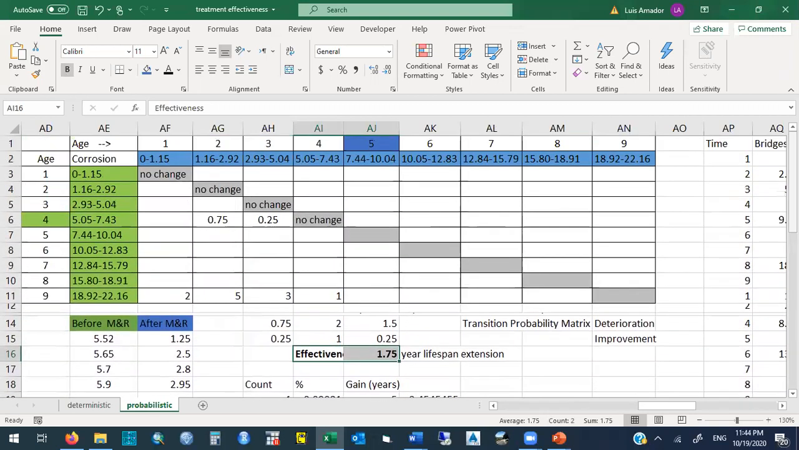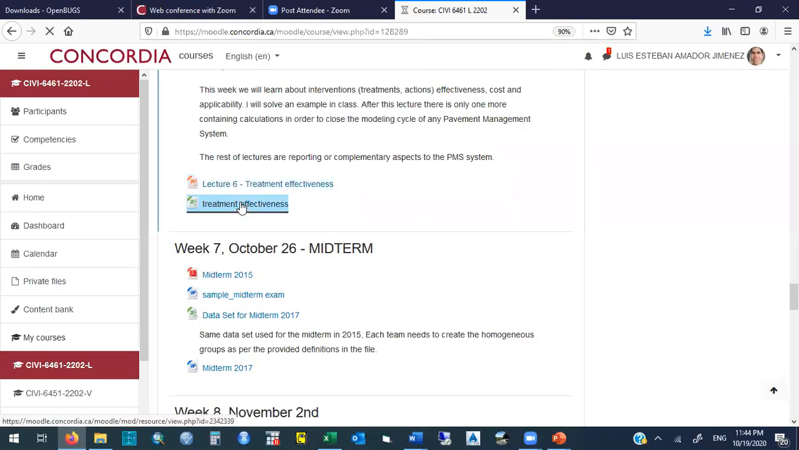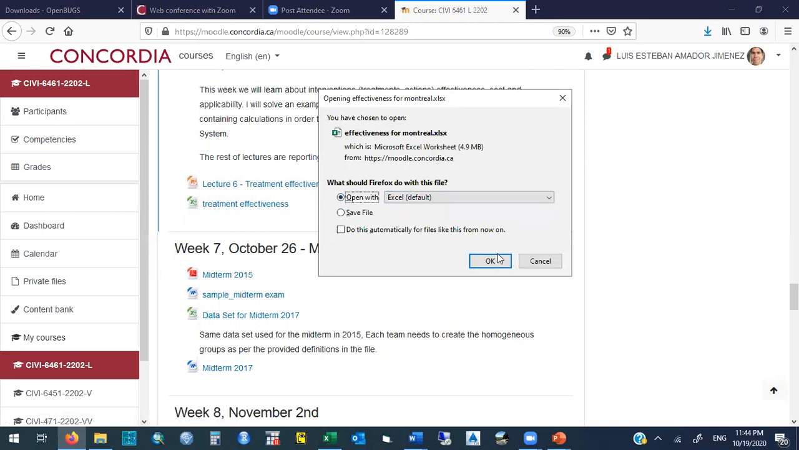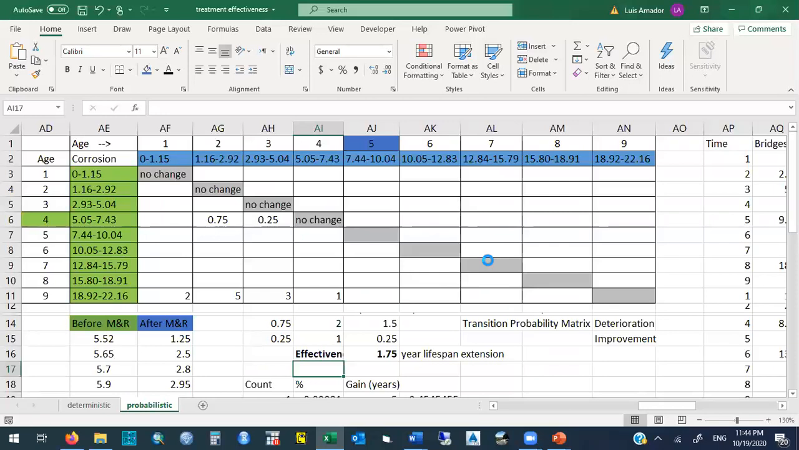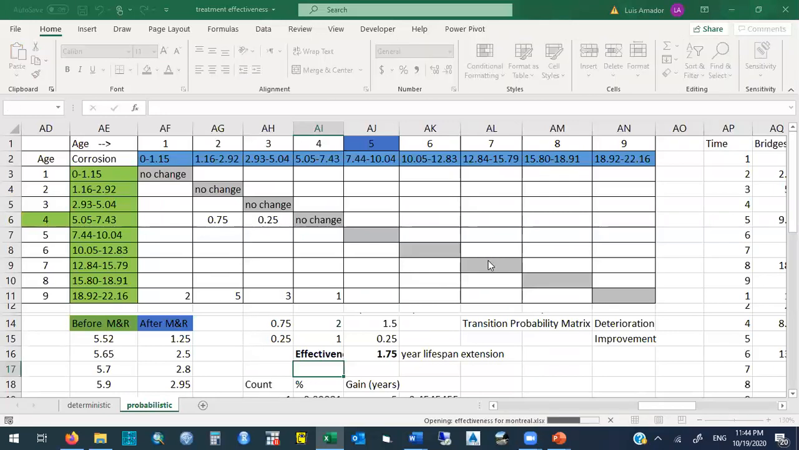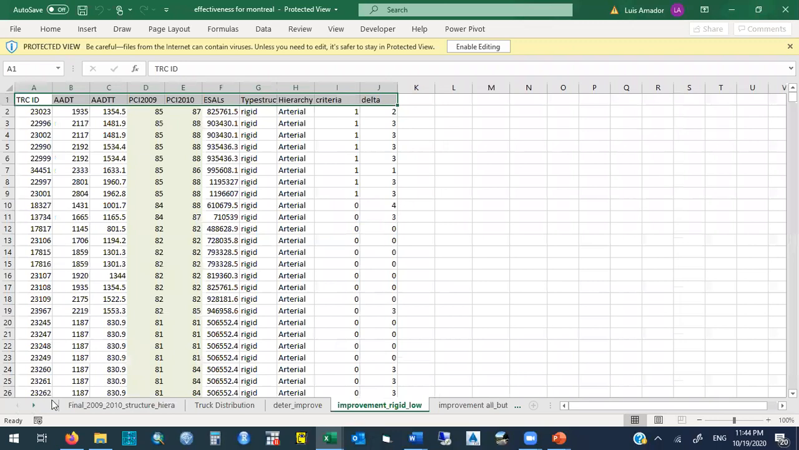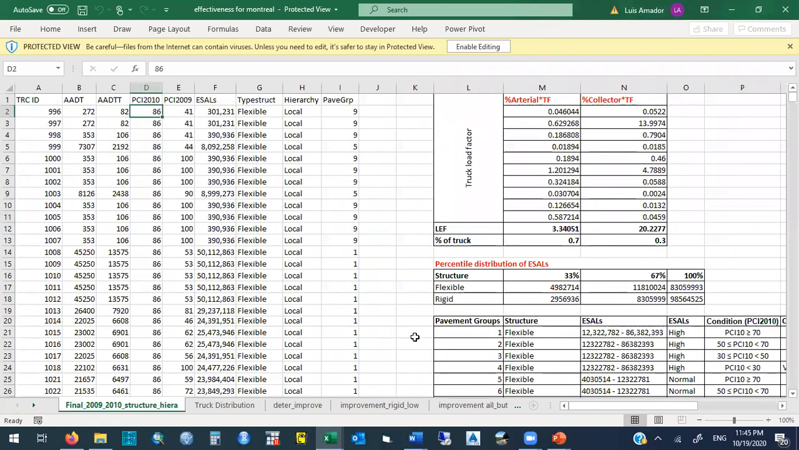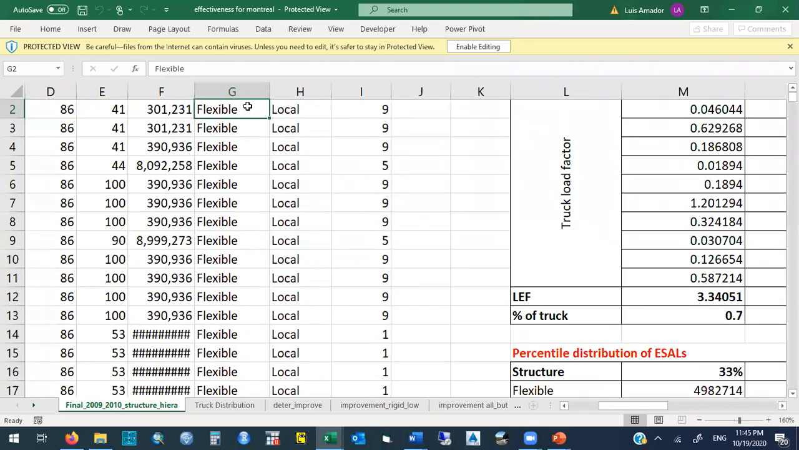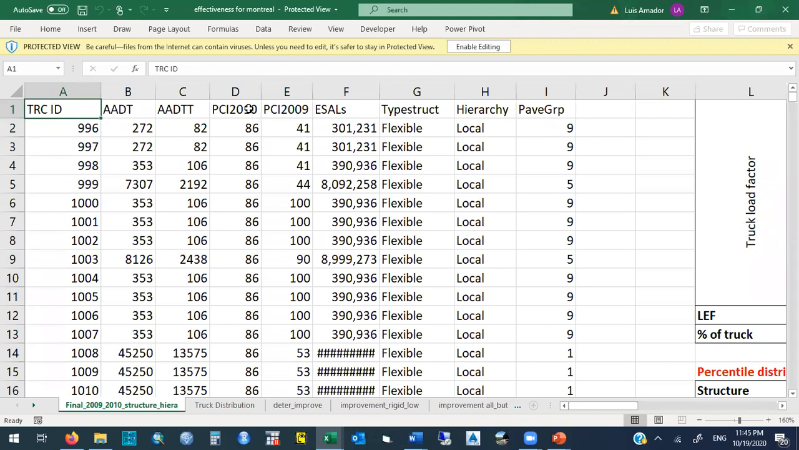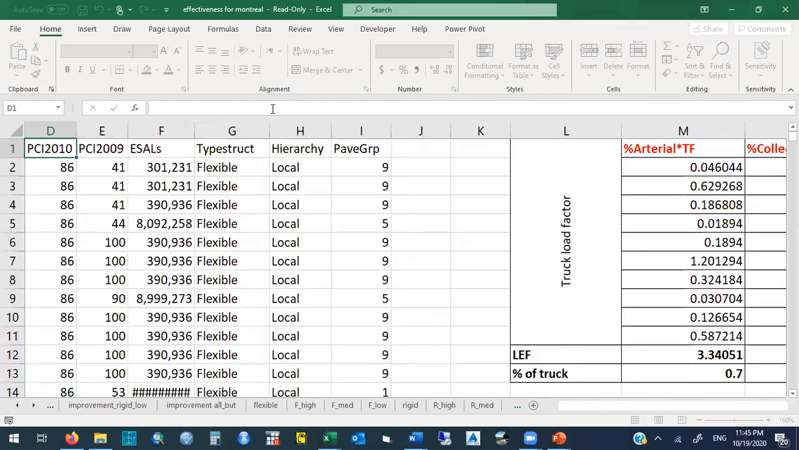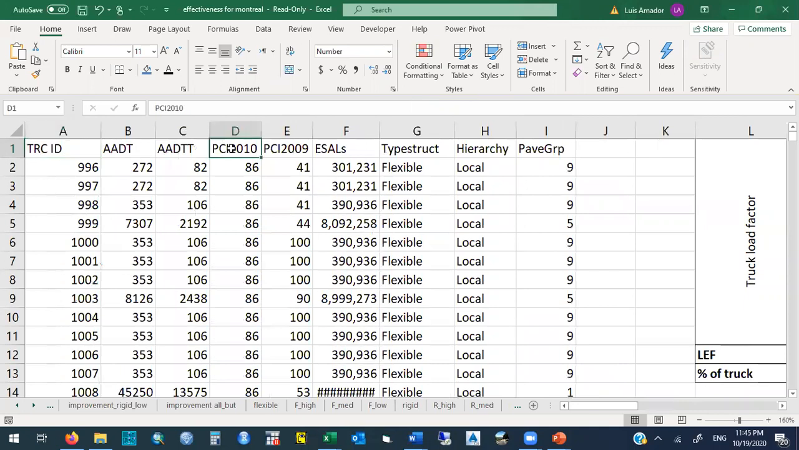Sometimes when you are doing this, you have a large data set. I don't know if I have one here. Let me see, maybe I do. I have PCI 2010. Sorry guys, it's because it was on, couldn't do. I have PCI 2010, PCI 2009, right?